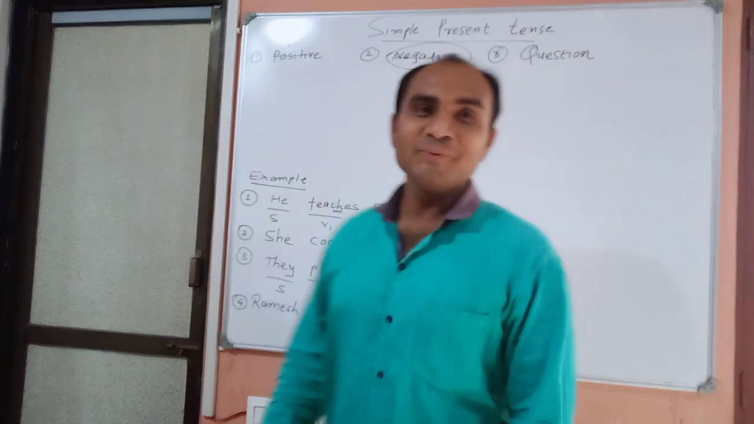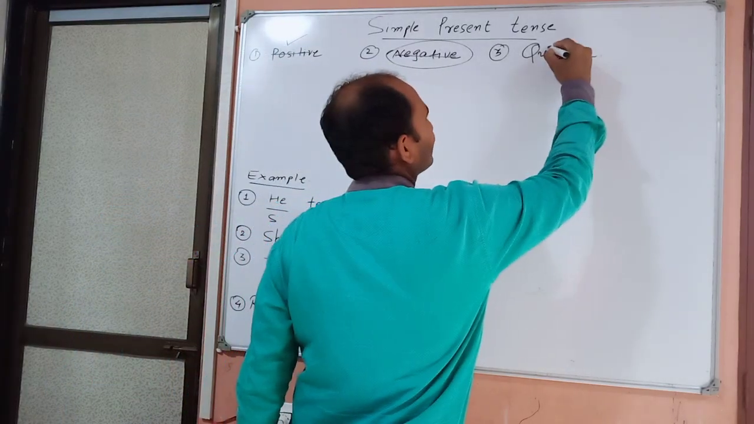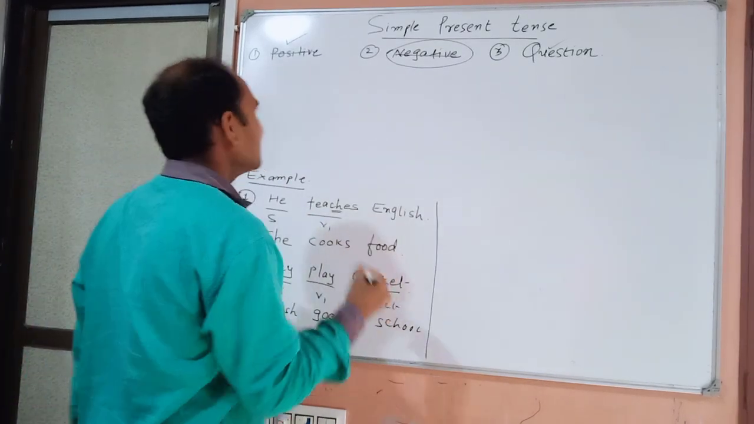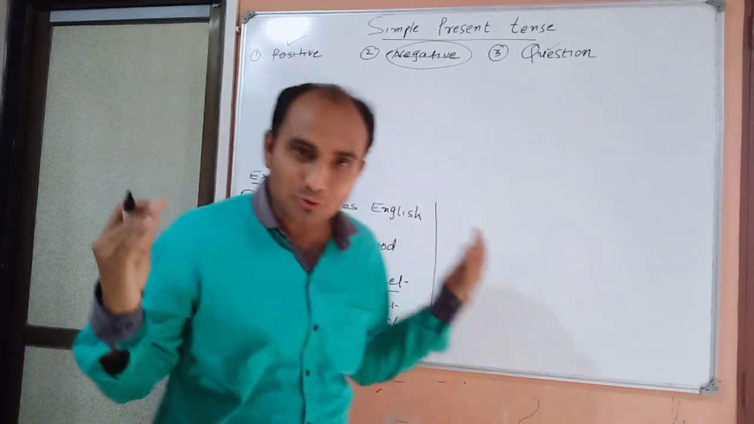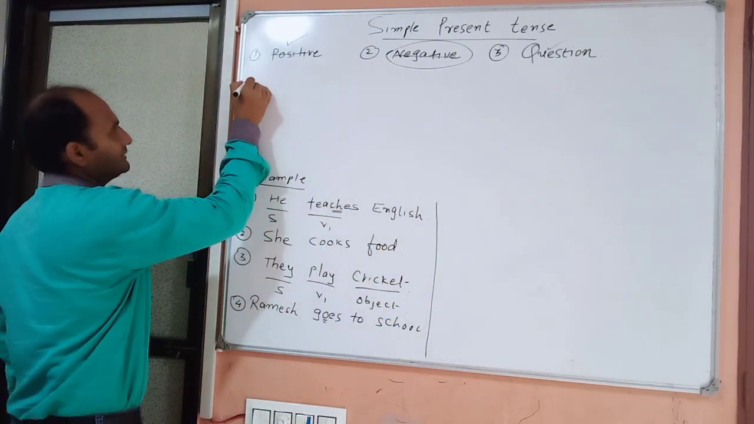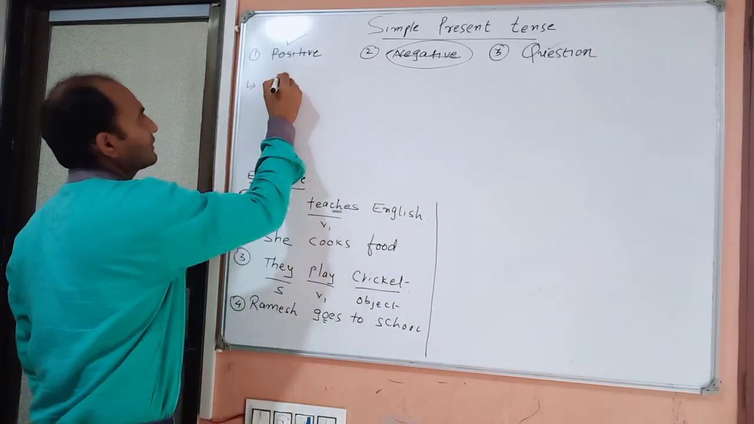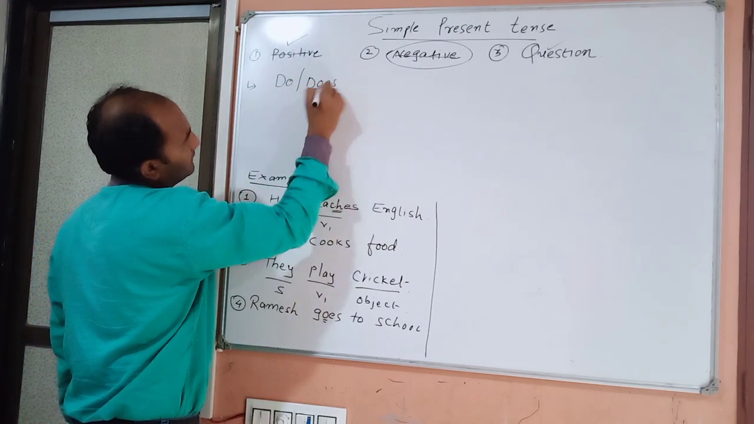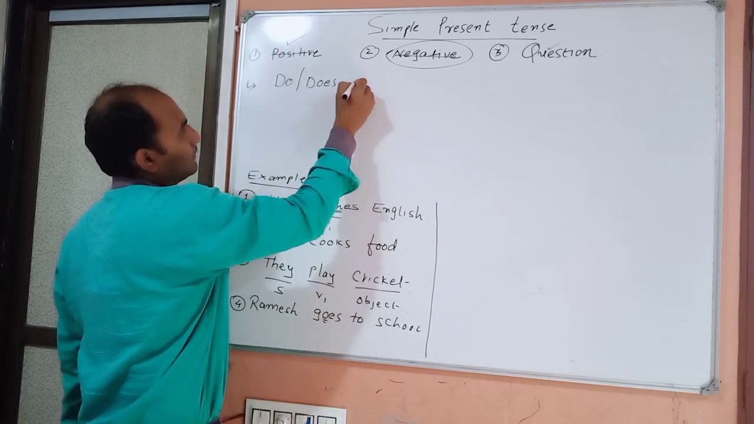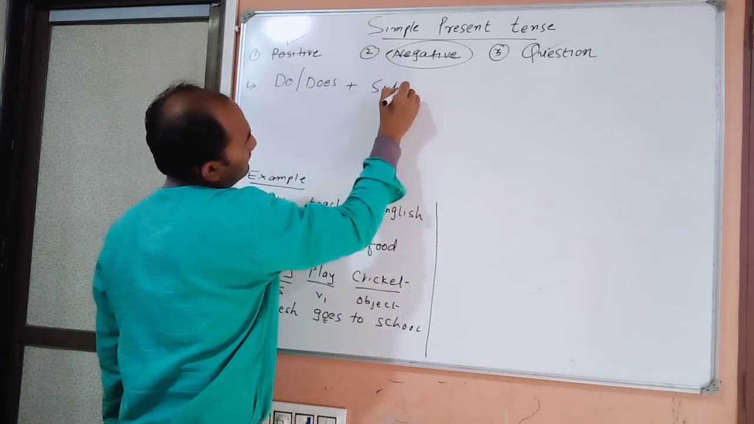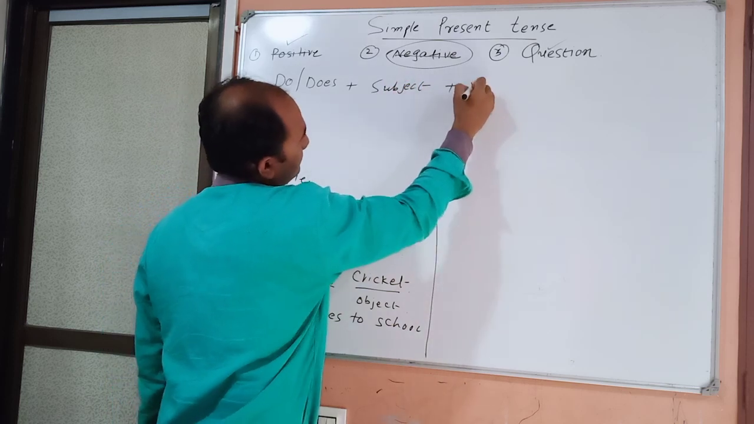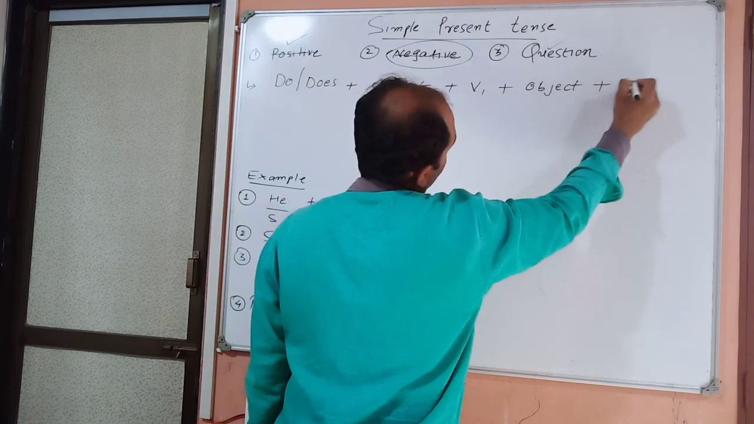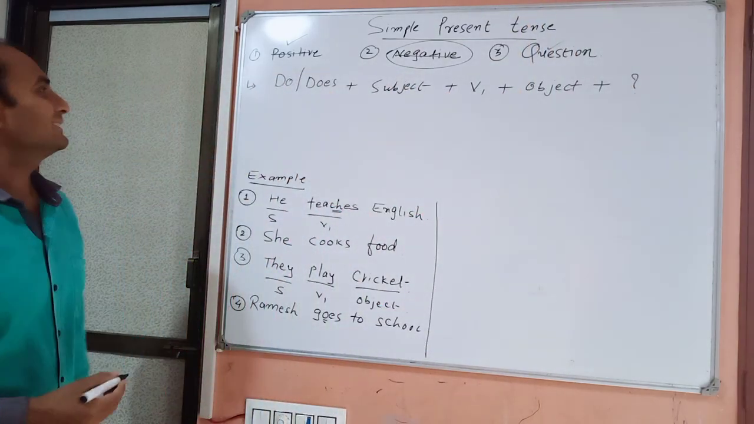Okay, now we will start the question form of the simple present tense. So, in question form, we have two structures. Number one, do, does, plus subject plus V1 plus object and then question mark.